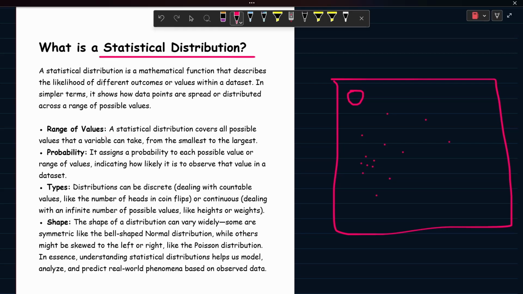Range of values. What is the range of values involved in a statistical distribution? It covers all the possible values that a variable can take, from smallest to largest. Statistical distribution also involves probability functions. It assigns a probability to each possible value, indicating the likelihood of observing that value in a data set. We have different types, like discrete statistical distribution and continuous statistical distribution. These distributions can be described using the probability density function and the probability mass function.